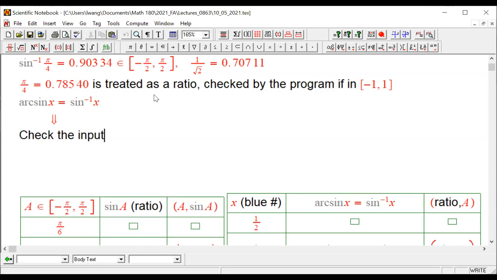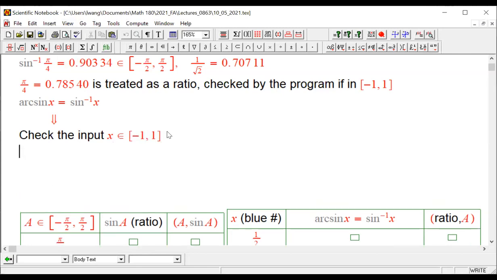Check input X. Is it in the domain? If in, they will process it. It doesn't matter what form you give it to me. You can give a 4 over 5. You can give it pi over 6. They will all be treated as a ratio. If that ratio falls into that domain requirement, it will process.